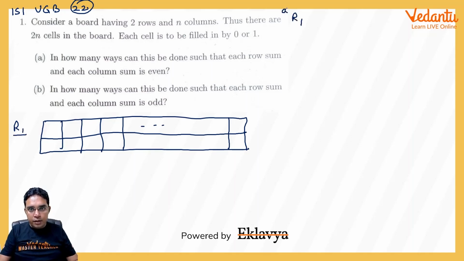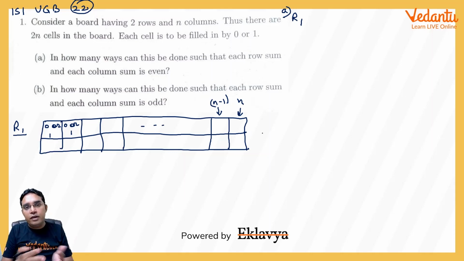We will start filling row 1, and I have 2 ways to fill my cell 1, either 0 or 1. I think I can keep on doing this. This is my n minus 1th column, and this is my nth column. I can keep on doing this till n minus 1, because till this point we still have one more cell to go which can make sure that my sum will be even.